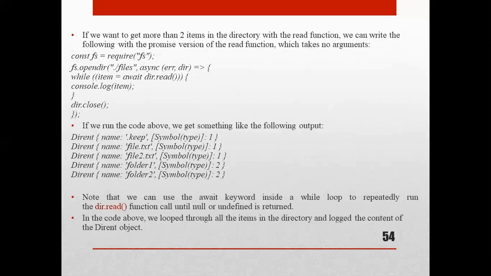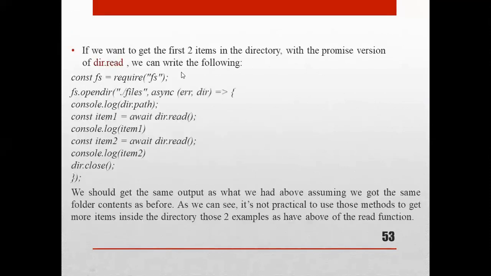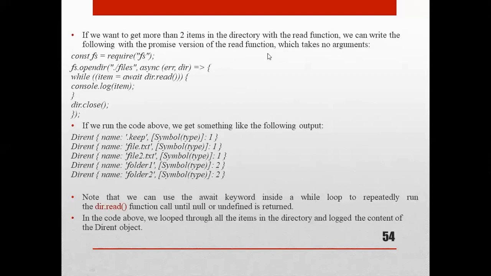If we want to get more than two items, since here we have seen only two items, then we can use loops. So here you can see const fs equals require fs, importing the file system. With that object, fs.opendir opens the directory asynchronously with a callback, and uses a while loop: while item equals await dir.read. Then close that while loop and print that item, and at last directory.close.